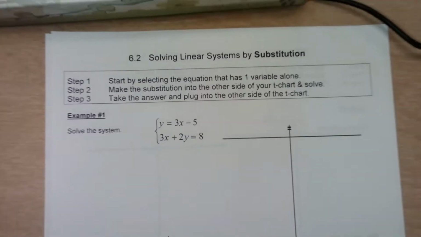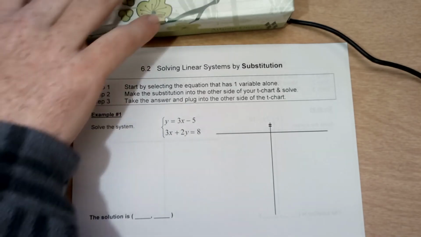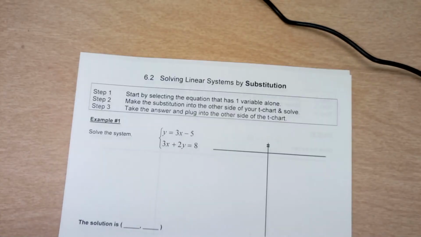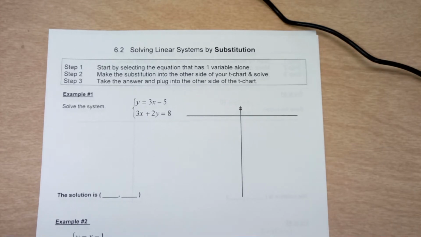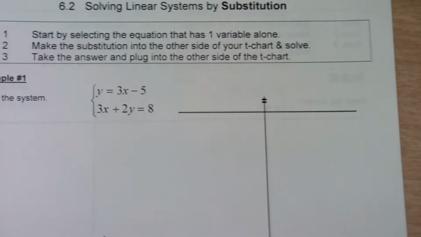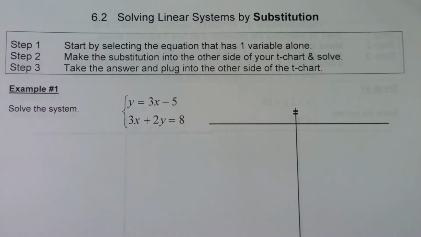So today we're going to be using what we call substitution. Yesterday we solved linear systems by graphing, and then we just found out what the point of intersection was, and that was our answer. Today we're solving linear systems by substitution. Substitution is exactly what it sounds like. We're going to be substituting in things for variables, like we've been doing the past few days, but we're just going to take that to a different level.